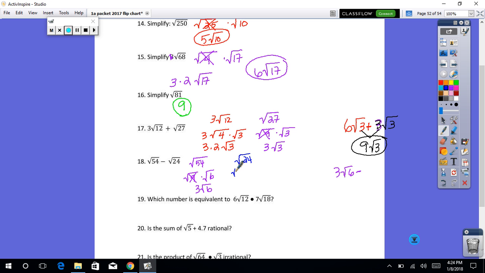We have the square root of 4 times the square root of 6. The square root of 4 is 2, so 2 square roots of 6. So when we simplify 3 minus 2, we end up with 1 square root of 6.